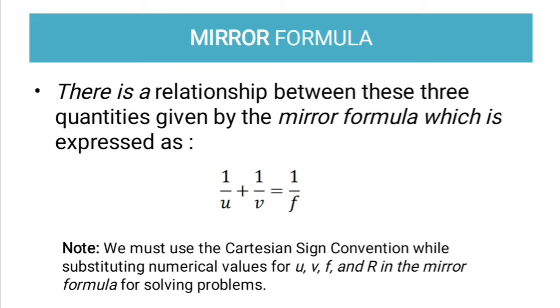Students, please note that we must use Cartesian sign conventions while substituting the numerical values of object distance, image distance, or focal length. You already know the sign conventions because we studied this in the earlier session. If you have not watched the earlier session, please do watch it. I will post the link of part number 3 of the light lesson in the description box.